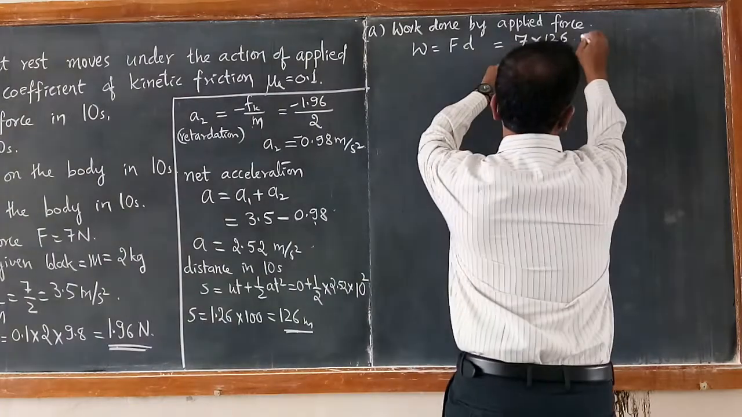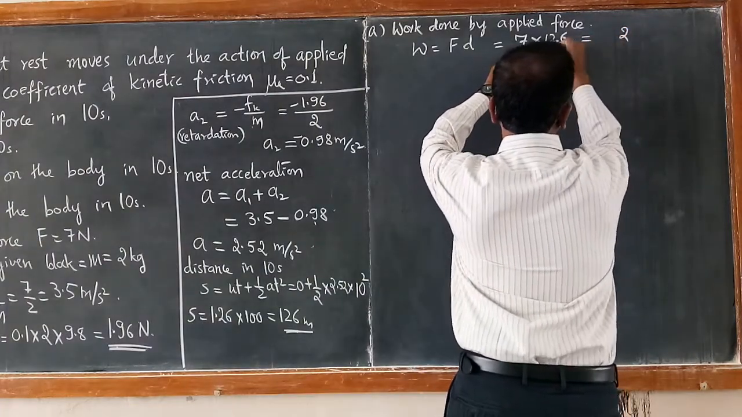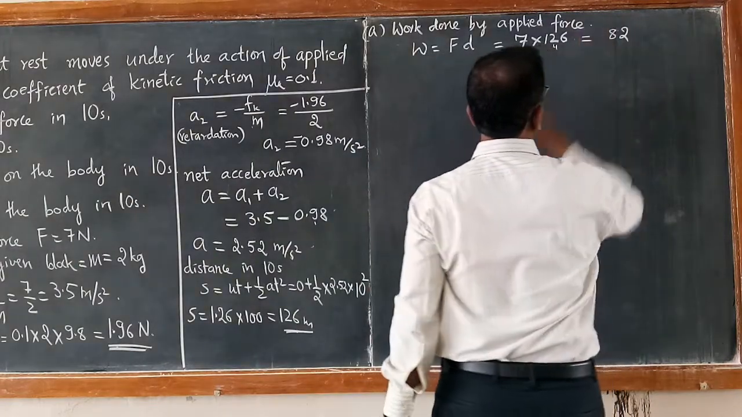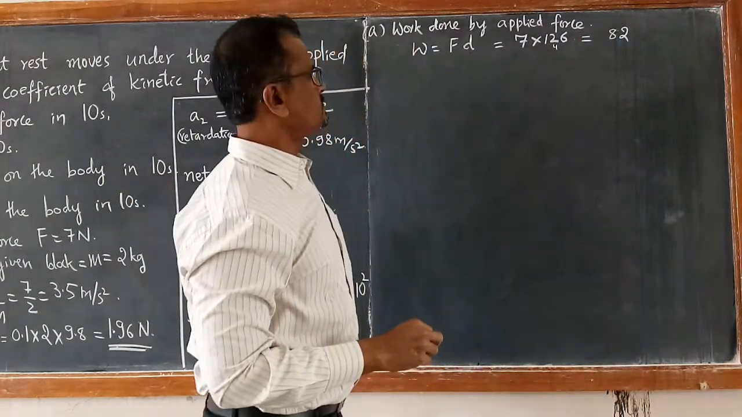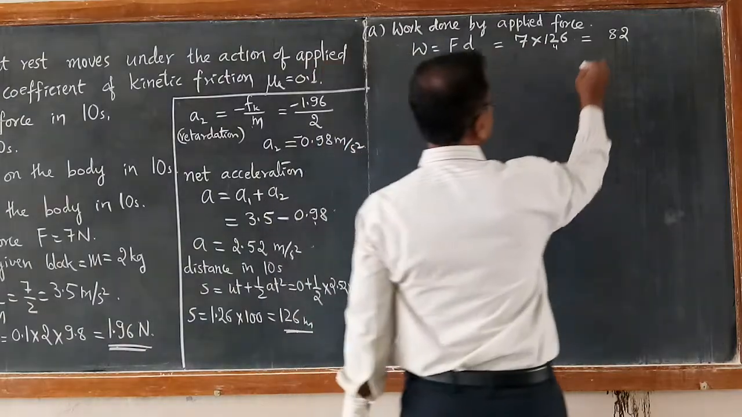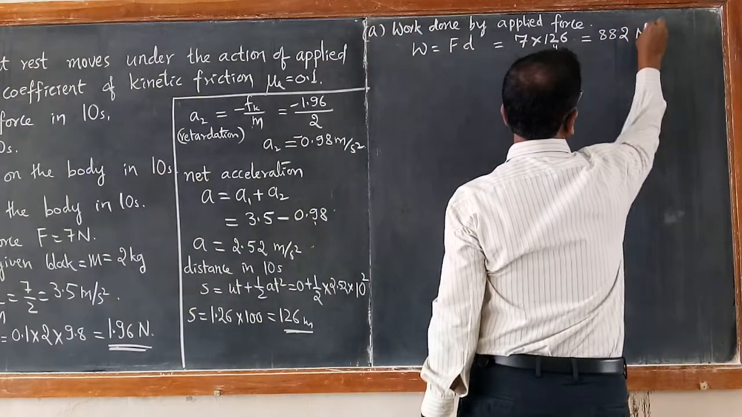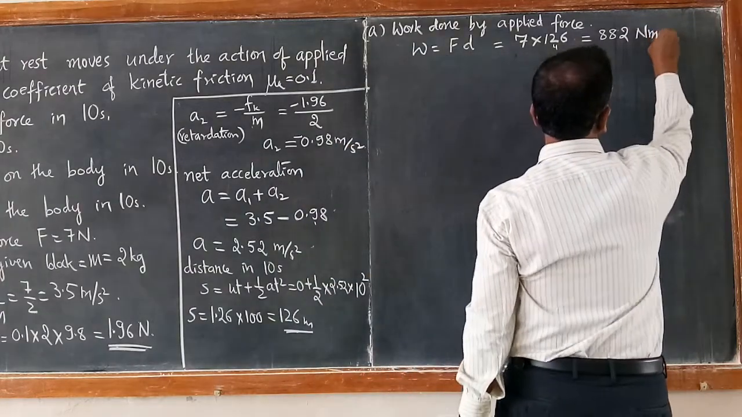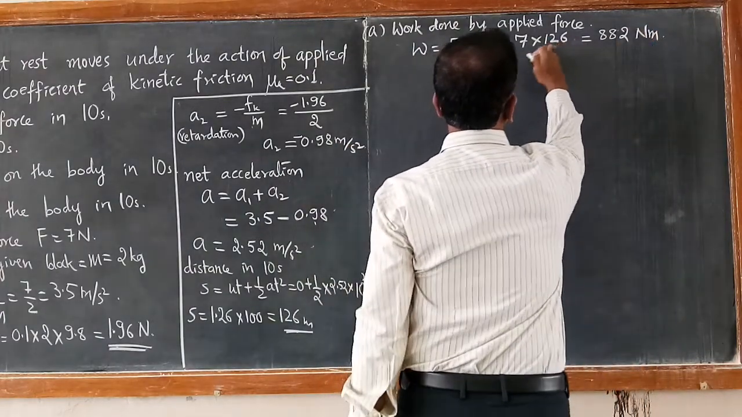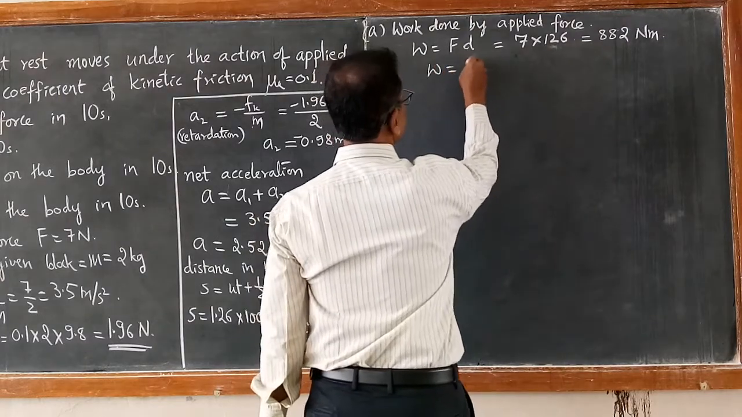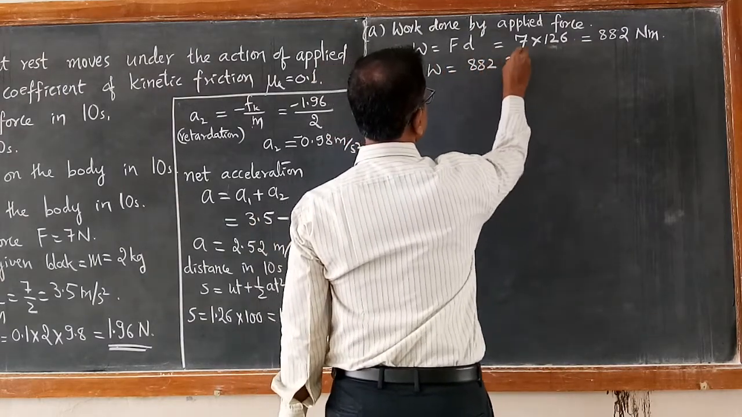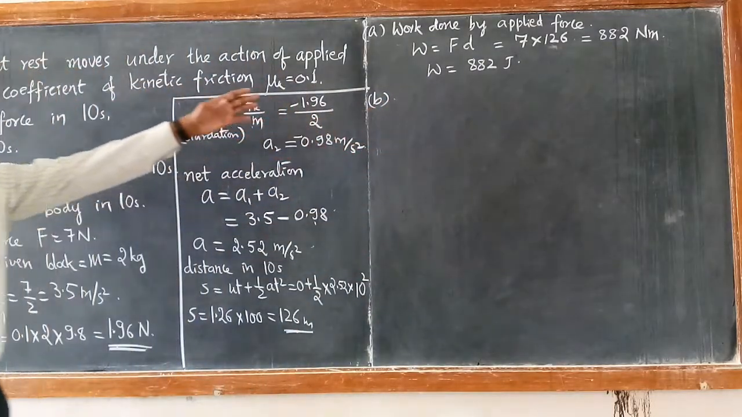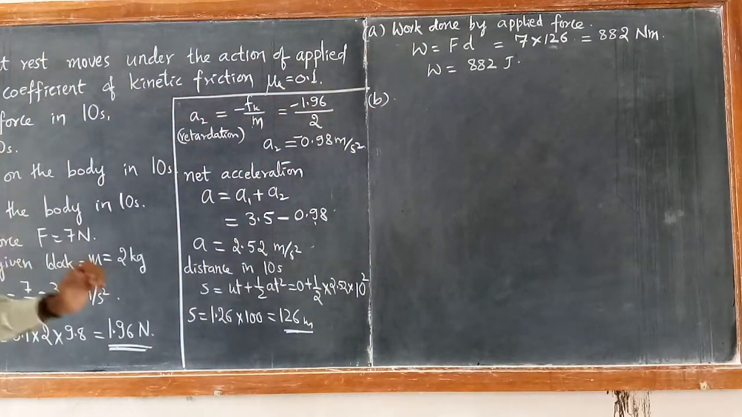7 6s are 42. Carry 4. 7 2s are 14 plus 4, 18. Carry 1. 7 1s are 7 plus 1, 8. 882 Newton meter. So that's how we get work done by applied force as 882 joule. So this is the first part. Now this is the work done by applied force in 10 seconds.